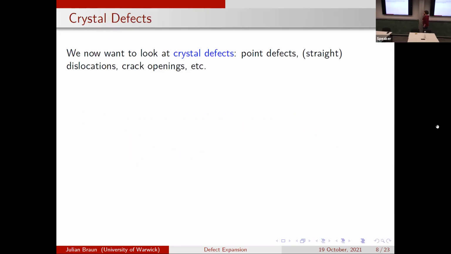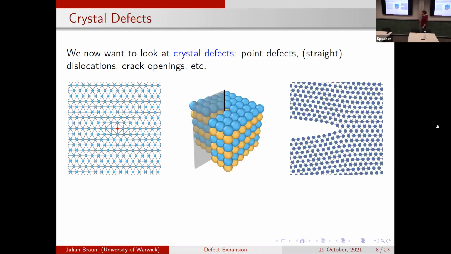Now let's actually come to defects. So far we've just talked about lattices and Green's functions. So we're going to target all kinds of crystal defects. We might have a point defect, we might have a dislocation, crack opening. A point defect might be an extra atom or an atom of a different type included, maybe an atom is missing. Could be combinations of these. This can be all kinds of things.